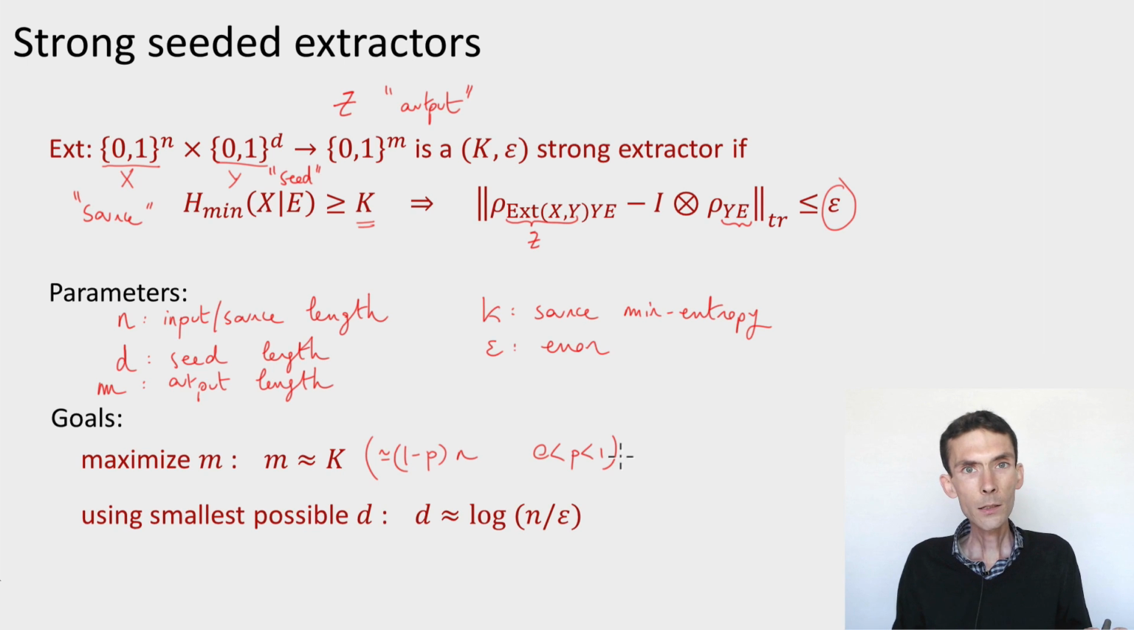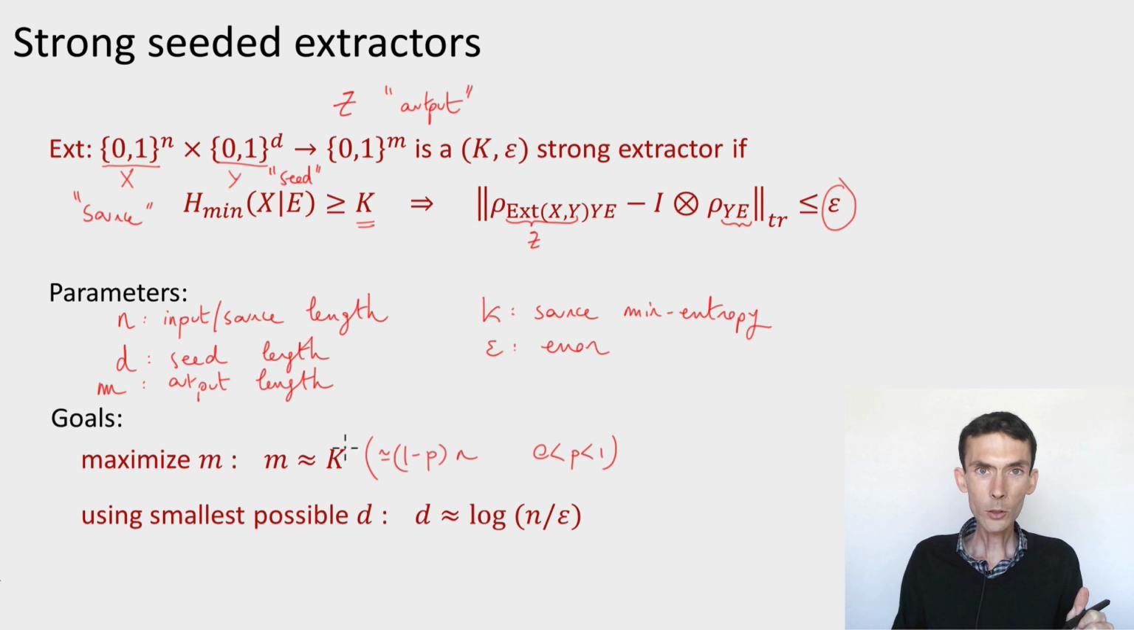So if k is half n, this means that the amount of bits of uncertainty that are left in the source x conditioned on the side information E is about half the total number of bits. And so we'd like to come up with a procedure that extracts as many bits as possible, so we want to maximize the output length m, and in this case we'd get a maximum m which is about the uncertainty k. So our goal is to get to m's that are roughly as large as the min entropy k, and we'd like to do this in the strongest sense possible, with the smallest possible error parameter epsilon.